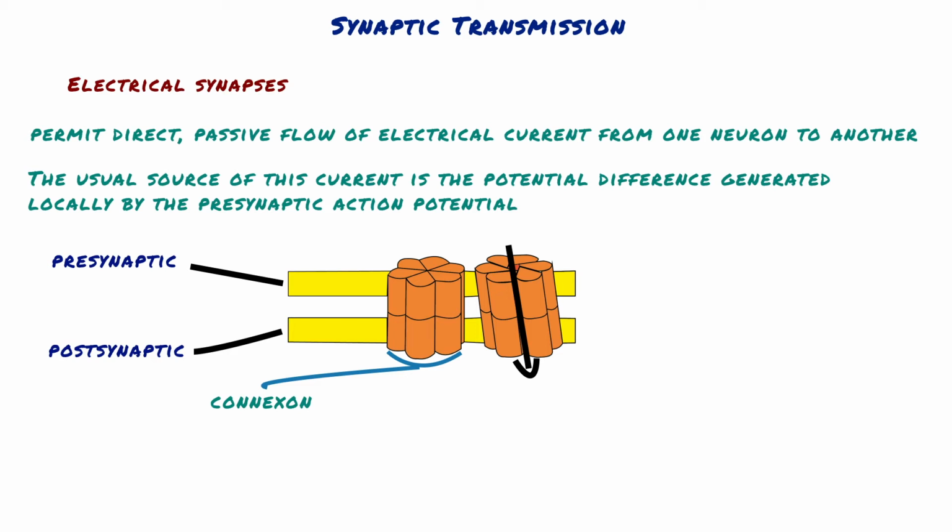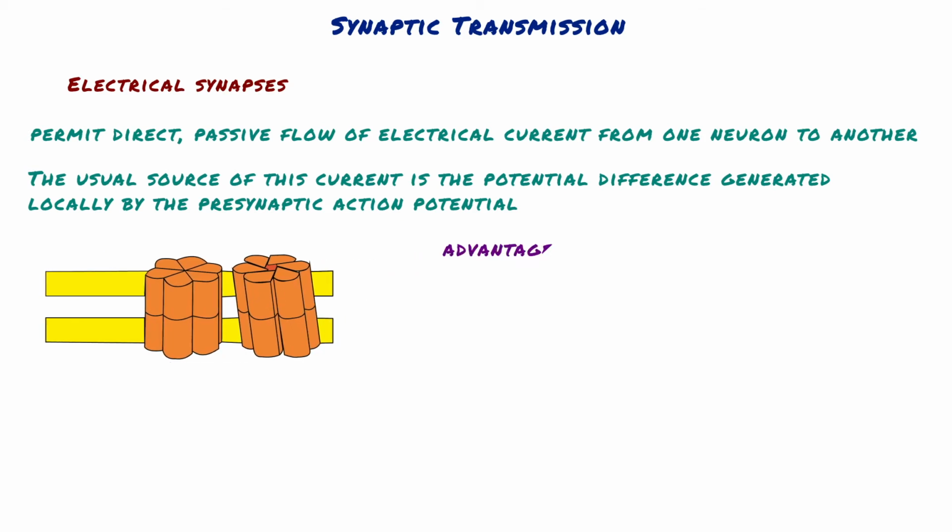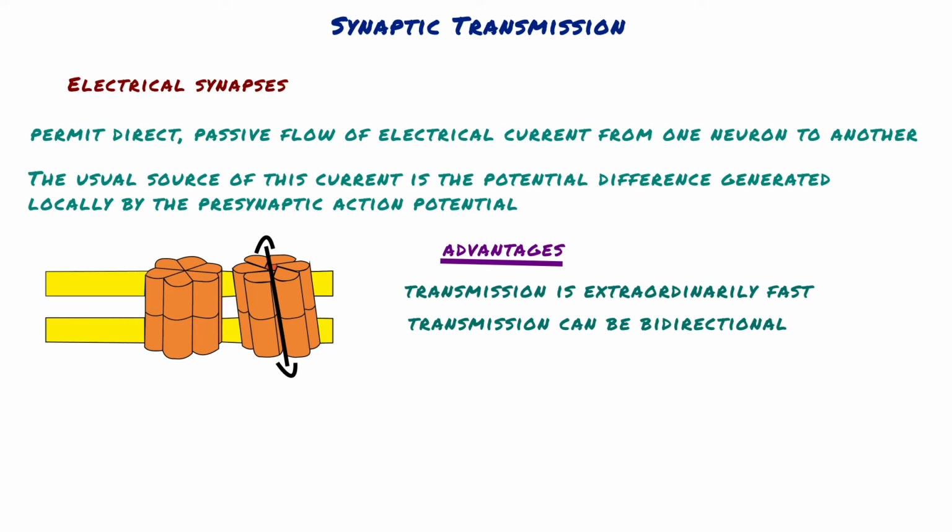Although they are a distinct minority, electrical synapses have several functional advantages. One is that transmission is extraordinarily fast. Because passive current flow across connexons is virtually instantaneous, communication can occur without the delay that is characteristic of chemical synapses. Another unique advantage of electrical synapses is that transmission can be bidirectional. Although some connexons have special features for unidirectional transmission, in most cases current can flow in either direction.